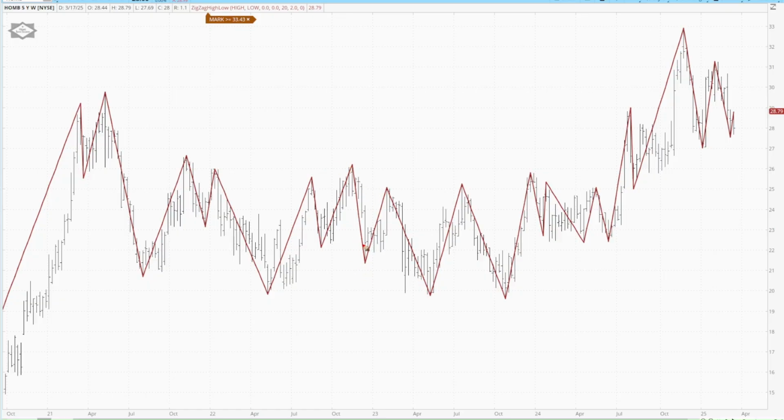We went from a higher high to a higher low, made a lower high, and then a lower low. And then we did the same thing here. We made another higher high and then came back down and made a lower low. Now look at what happened here. We went from a lower low and then to a higher high.